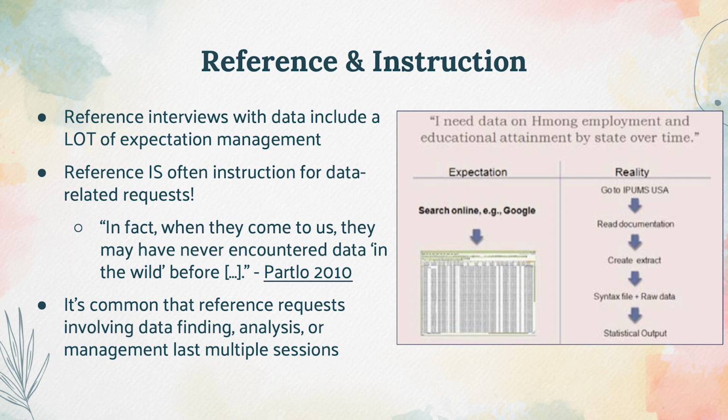I love this image from the Partlow paper that I quoted here. The text says, "I need data on Hmong employment and educational attainment by state over time." And the expectation, which I see quite a lot, is people think you're just going to Google this sentence and come up with data that is immediately usable. And that is never the case. In reality, in this case, you have to go to that data source that I mentioned before, IPUMS, read the documentation, create an extract, make sure that it is what you want, and then get to your analysis.